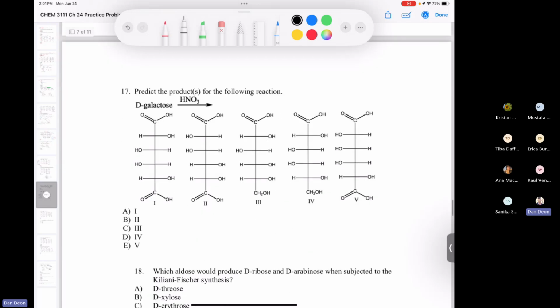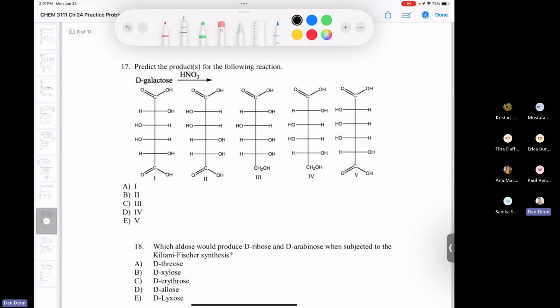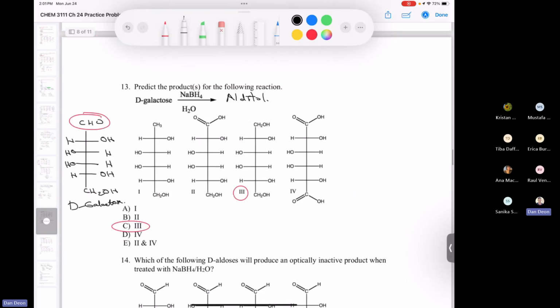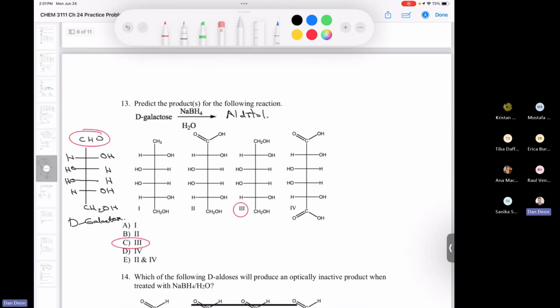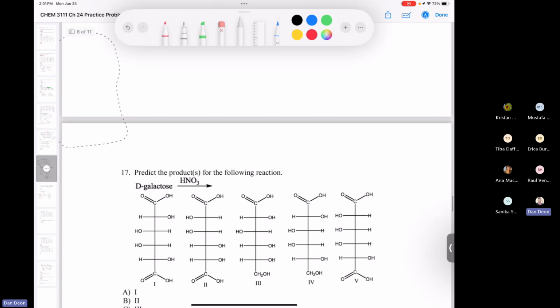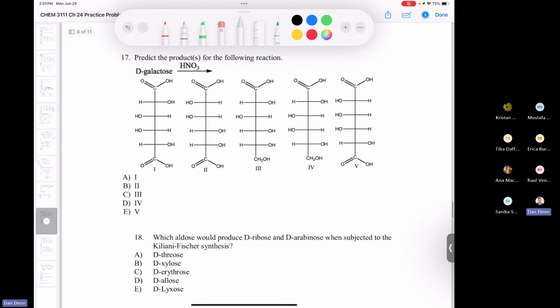All right, next one. Predict the products for the following reaction. So for this one, we're taking D-galactose. And we actually drew D-galactose earlier, didn't we? Yeah, it's right here. So I'm just going to borrow it from this question. So this is our D-galactose. So I'll just copy that and bring it along. Work smarter, not harder, right? So we'll put the D-galactose right there.